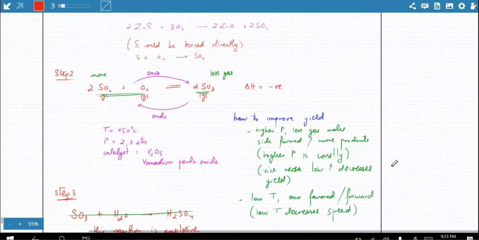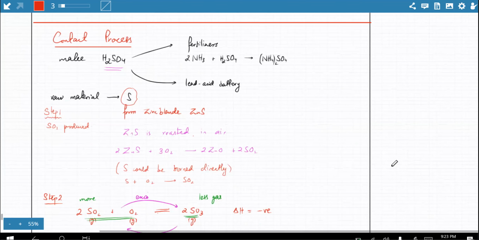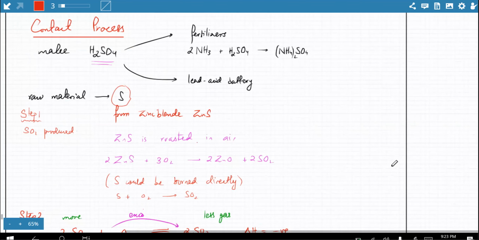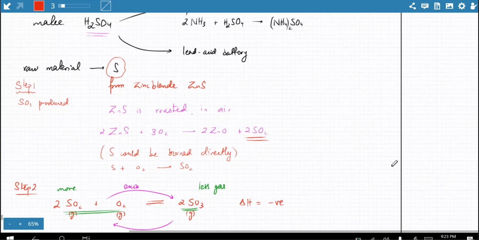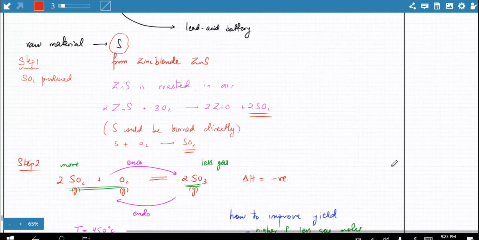So just a quick recap of everything. Sulfuric acid, very important. Why do you need it? You need to make fertilizers out of it. It's put in acid batteries. Raw material is sulfur obtained from zinc blend. You can roast zinc blend to get SO2, or you can directly burn sulfur, and that would also give you SO2.